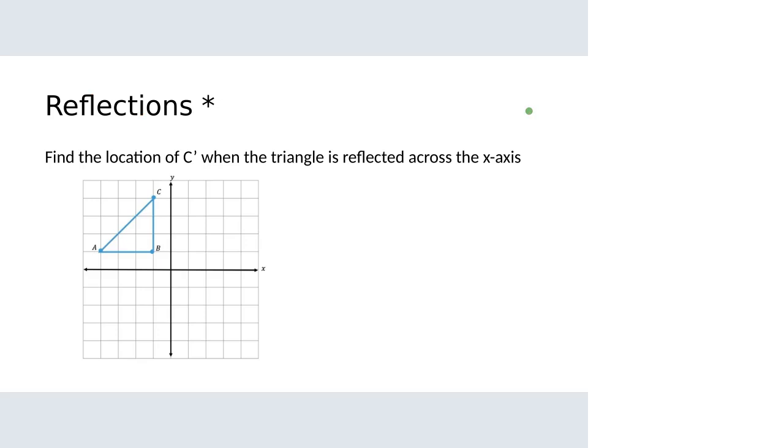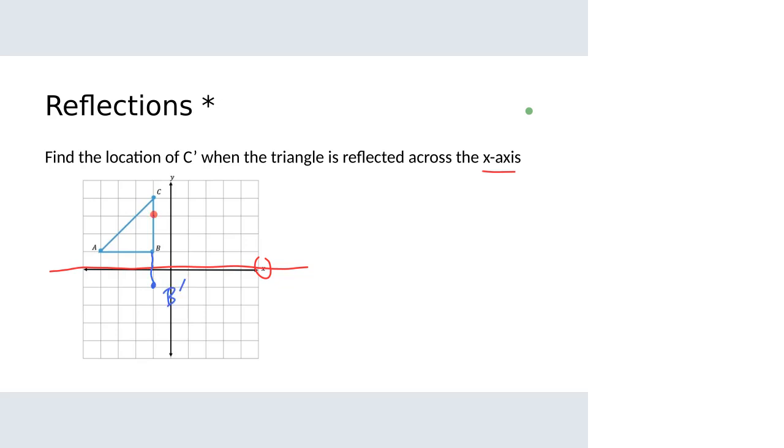One thing here is to make sure we read that question carefully, and it says, find the location of C prime when the triangle is reflected across the x-axis. So now the x-axis, or this line, is going to be our line of reflection. So we're going to reflect that direction. And when we do that, I'm just going to go ahead and do the whole triangle. For B, we go straight perpendicular to the line of reflection, same distance. This is where B prime is going to end up.